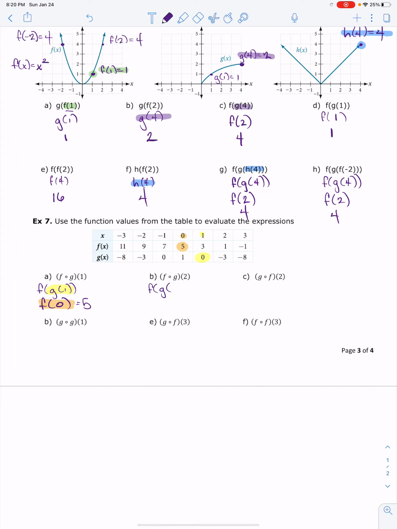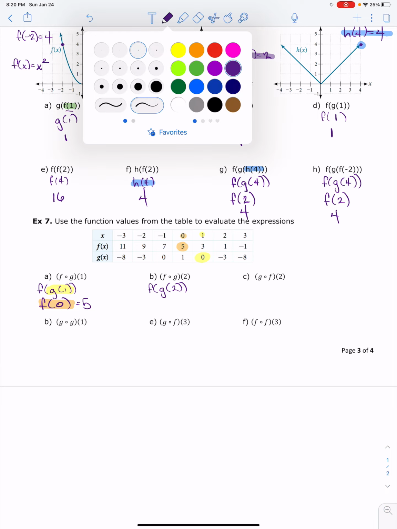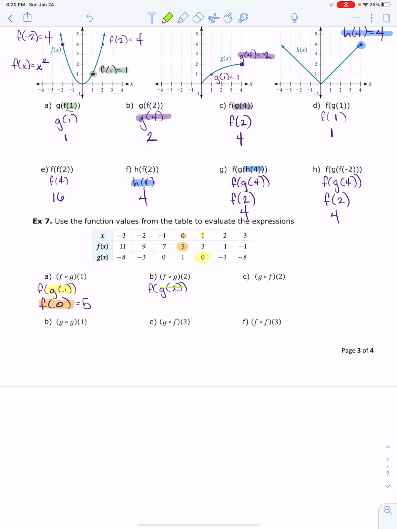B, f of g of 2. So we got g of 2. Here's my 2. G of 2 then is negative 3. So we got f of negative 3. And here's my negative 3. F of negative 3 is 11.